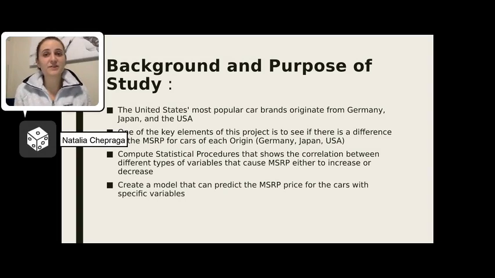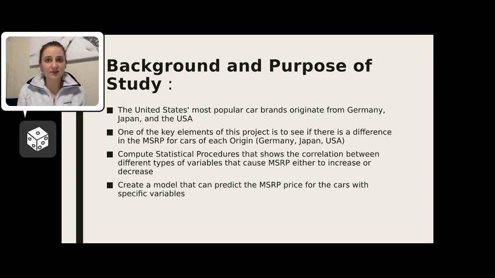As future buyers of a car, it is essential to understand that there are multiple variables that affect the MSRP of a car, such as the size of the car, the number of doors, the engine size, etc. Based on the study from Statista, we learned that the United States' most popular brands originate from Germany, Japan, and the United States.